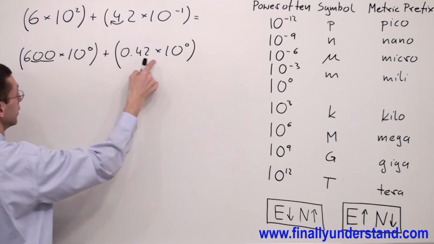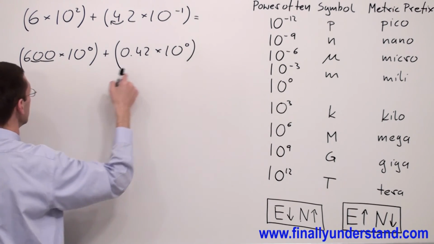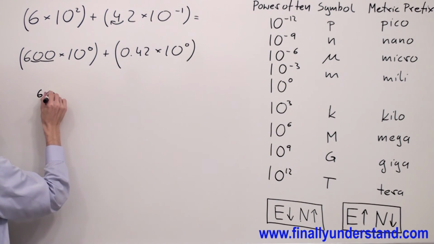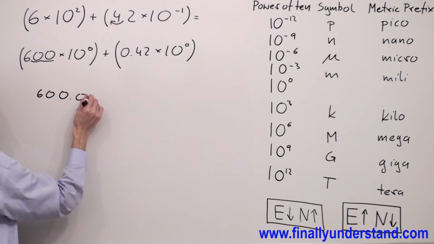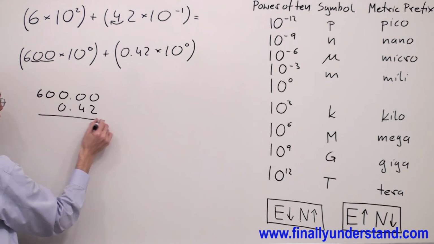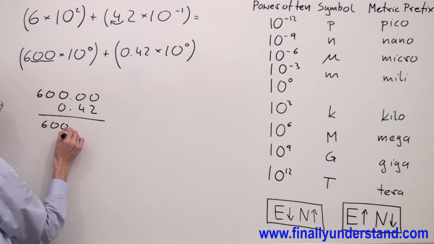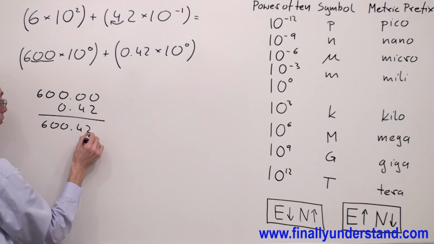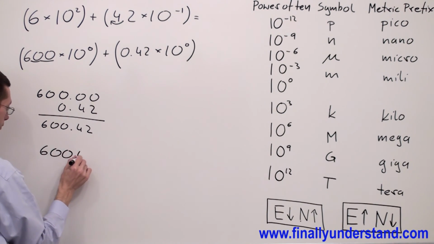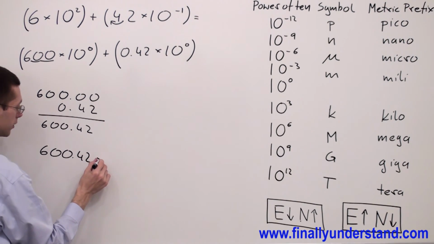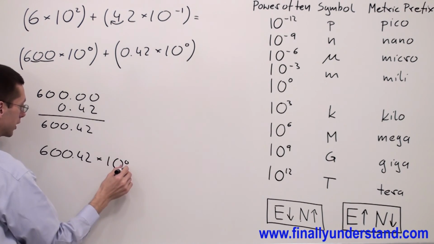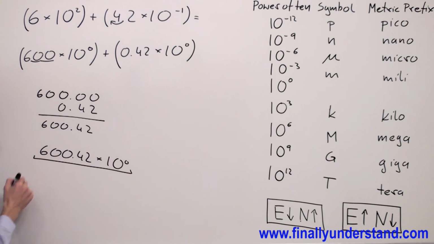Now, powers of 10 are identical. So what I'm supposed to do, I'm supposed to just add these two numbers. That's why I'm going to have 600.00 plus 0.42 is equal 600.42. What I'm supposed to do, copy this number and simply multiply by the power of 10, 10 to 0 in this case. And this is the solution to my problem.